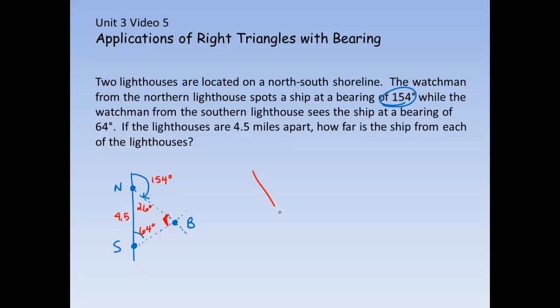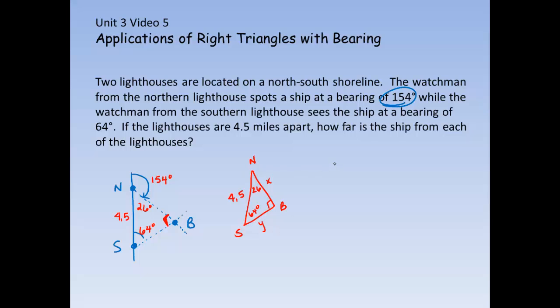I'm going to go ahead and remove this triangle from all of the busy information, making this B, S, and N, 4.5, 26 degrees, and 64 degrees. What I'm looking for is the distance between the northern lighthouse and the boat and the distance between the southern lighthouse and the boat. I'm going to start by finding the x value.